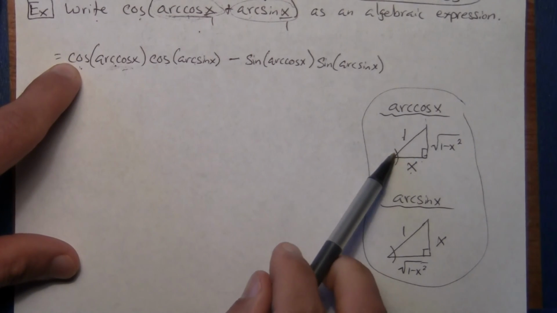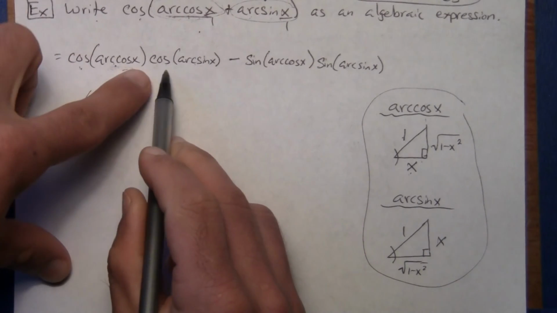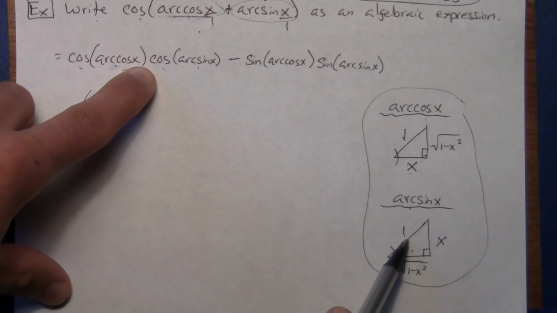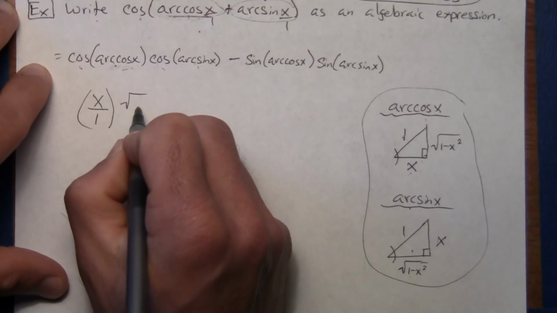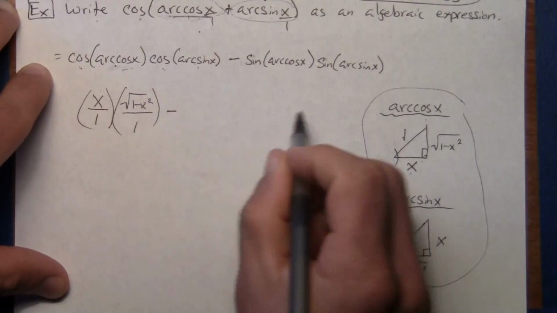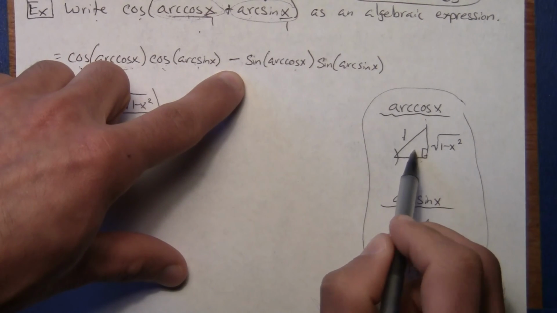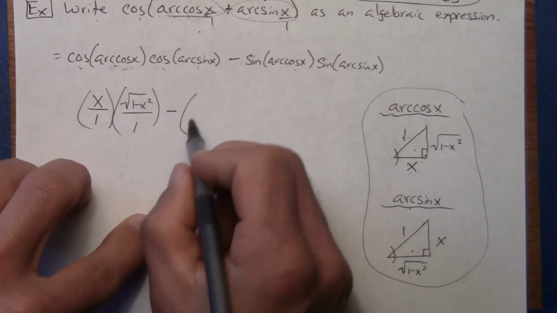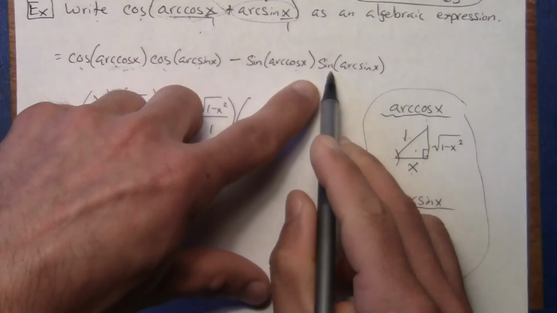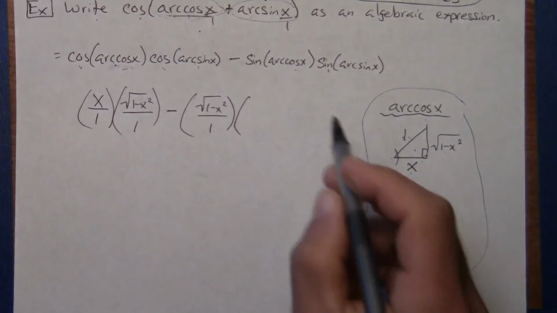Alright, so now it wants me to find the cosine of that triangle, that one. So the cosine of this triangle is x over 1, it's just x. Times cosine of arc sine. There's the arc sine triangle. The cosine of it is that radical over 1. So square root of 1 minus x squared over 1. Minus, now I want to know what is the sine of the arc cosine triangle. There's the arc cosine triangle. The sine is that radical over 1. So square root of 1 minus x squared over 1. Times the sine of the arc sine triangle. The sine of this triangle is x over 1.